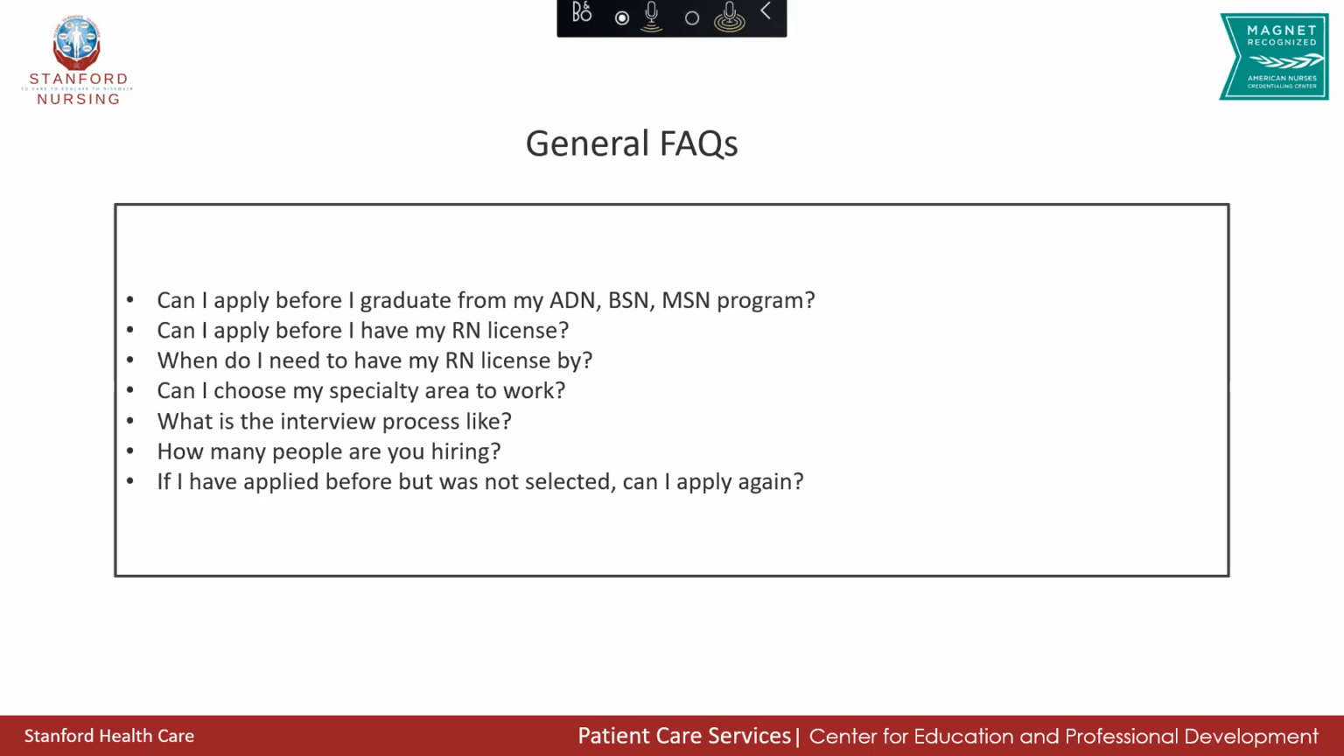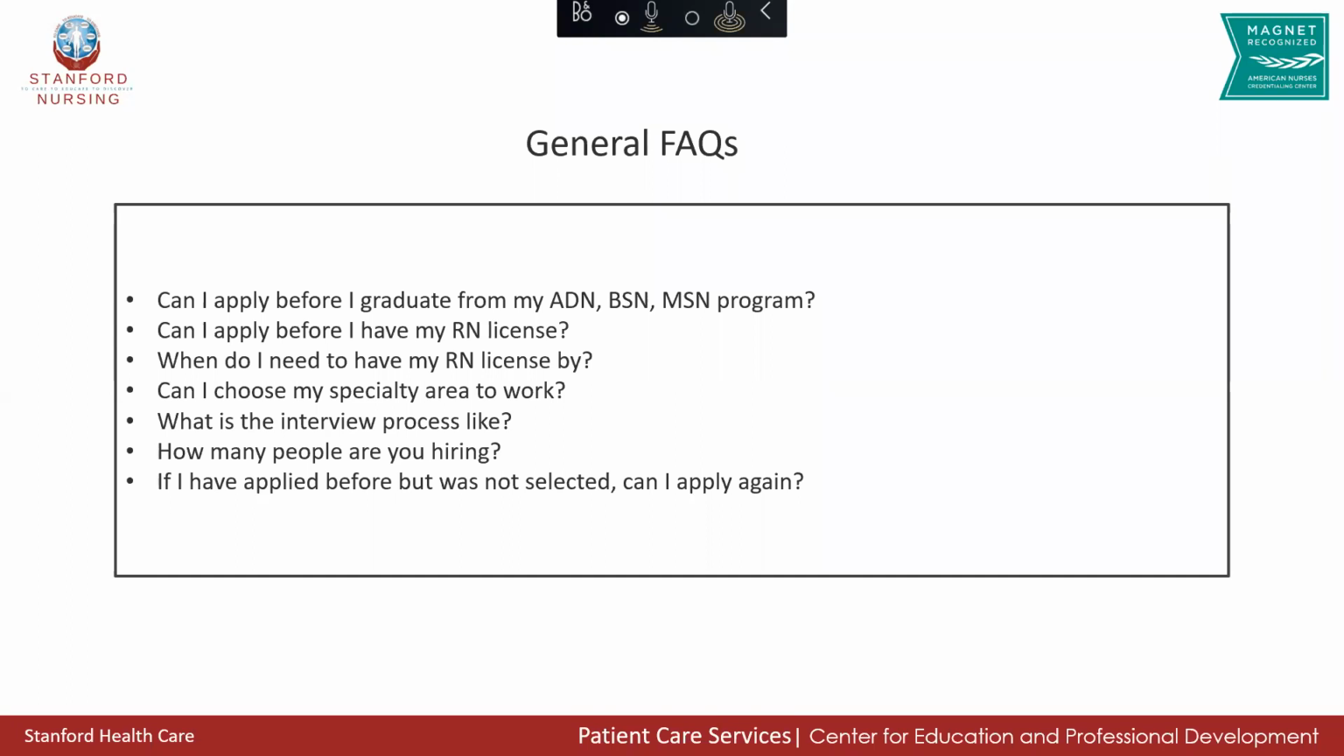The interview process. So the interview process will be a panel interview process in which you will interview in the preferred specialty that you have selected. Kevin, Carly, and I will host an interview preparation webinar similar to this to give you more information on what that will look like. Likely that will be at the beginning of January timeframe.